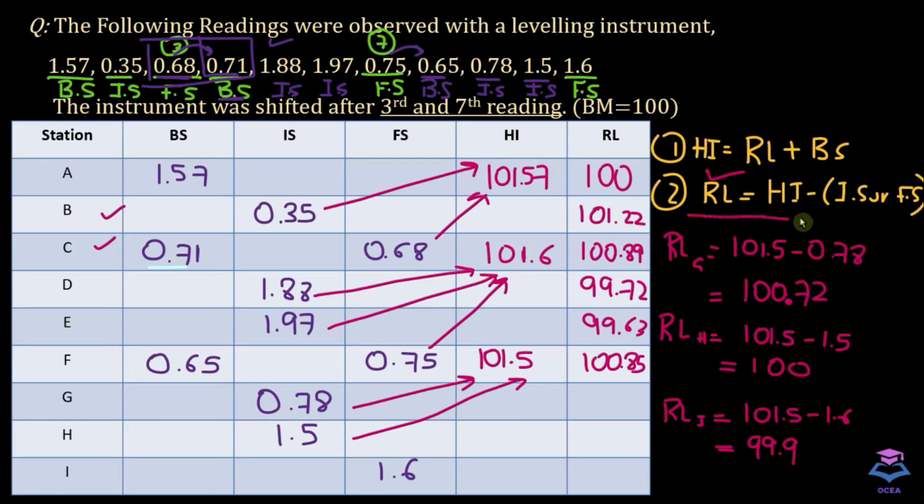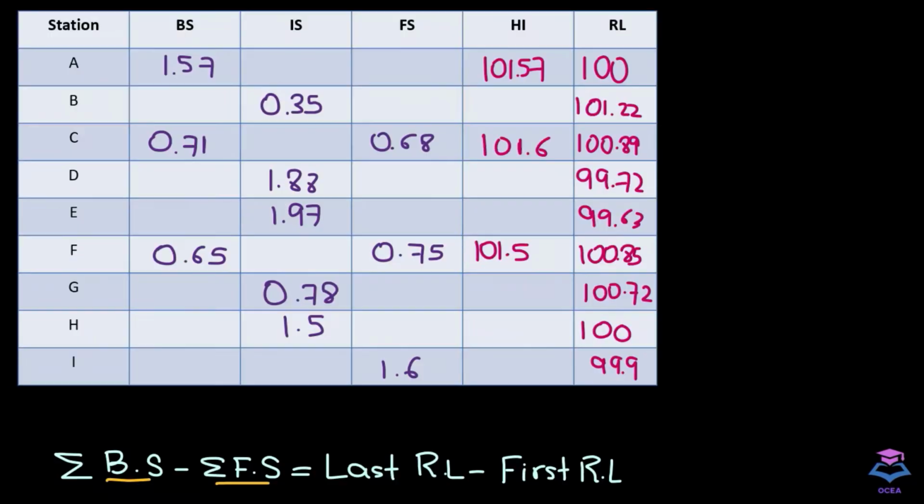By using this equation, we calculate the reduced level at G, H and I point. At G point, the reduced level is coming out to be 100.72 and H point is coming out to be 100 and at I point it's coming out to be 99.9. And we're done. If you want to verify your calculations related to height of instrument method, there also exists an arithmetic check.